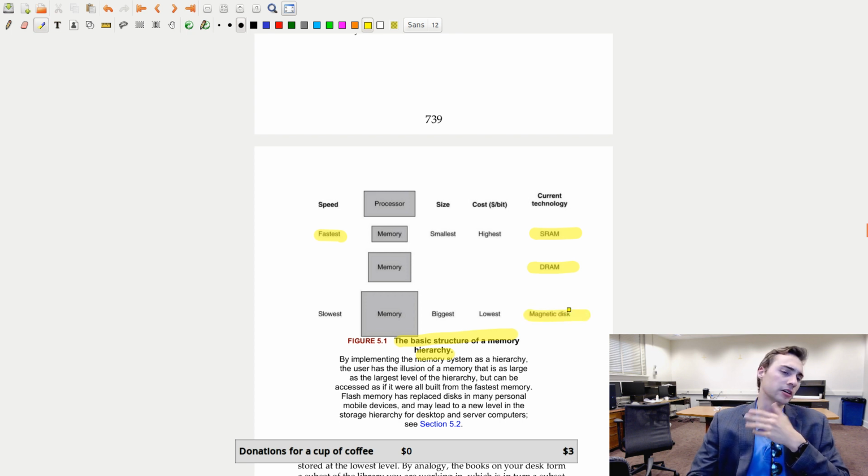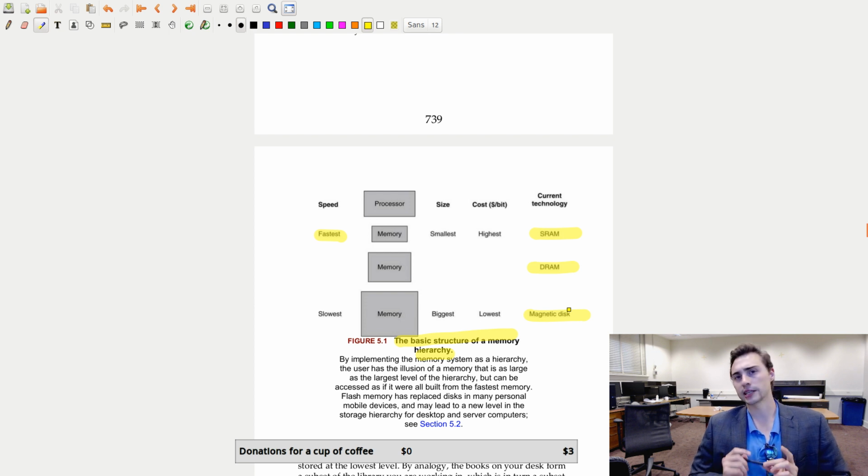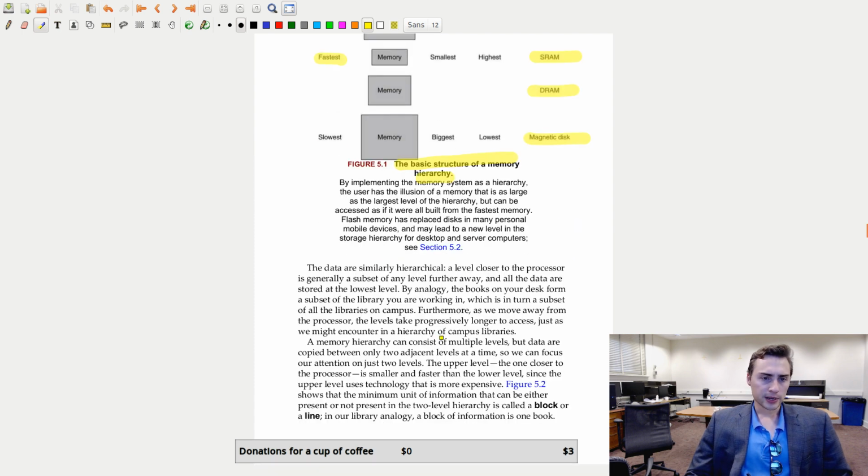But we get a really big size from the disk. This is going under the assumption of a magnetic disk, because a lot of people still use magnetic disks. Servers still use magnetic disks. They don't use SATA drives generally. They use something called SAS drives, which stands for Serial Attached SCSI, and SCSI stands for Small Computer Systems Interface. So magnetic disk is still pretty common, especially in the server realm.